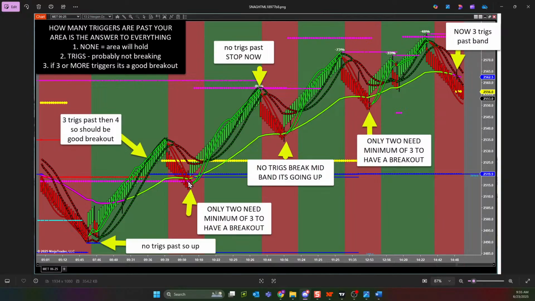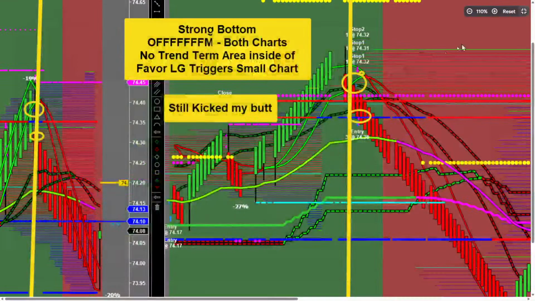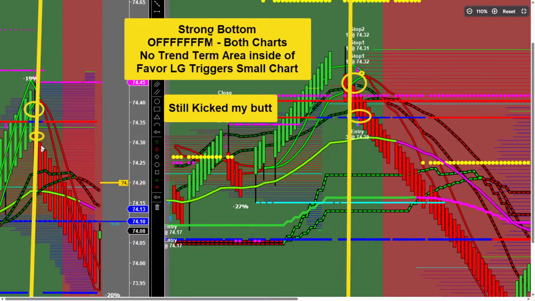Only two, there's your bounce. No triggers, big bounce. No triggers, mid-band's likely to hold. Off it goes. Only two. And guys, it kind of repeats itself over and over. So what you run into is these large triggers are so far behind. Your slow moving average is so far behind that this area doesn't have a whole lot of chance to break there.